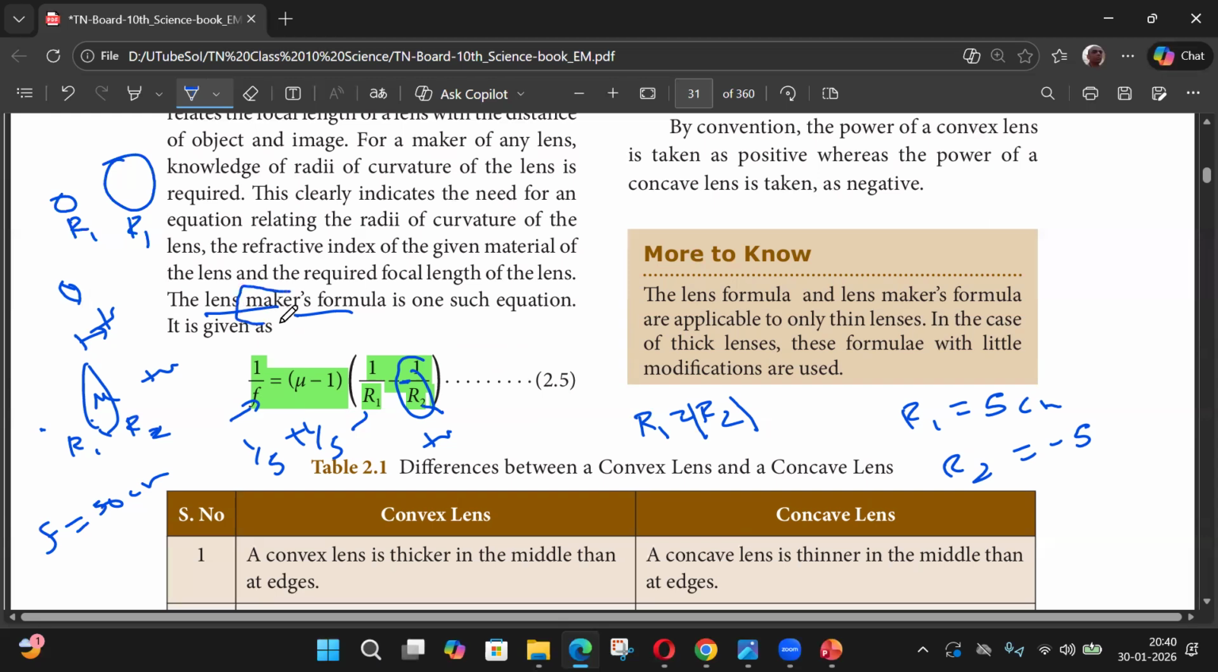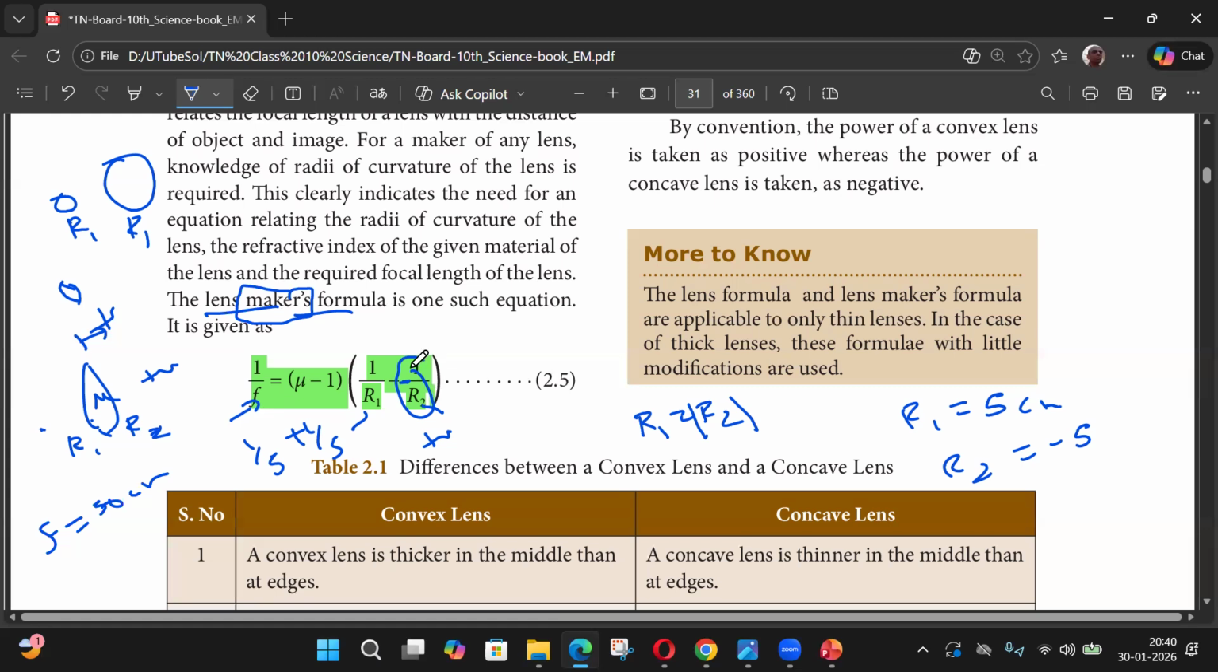So the designer, the lens maker, will decide what should be R1 and R2. He'll be given the job of, say, f should be 50, and he will decide what should be R1 and R2 to give me 50. That's why it's called lens maker's formula. The maker of the lens will use this relation, because what he'll have is 50. To get the 50, what should be R1 and R2?